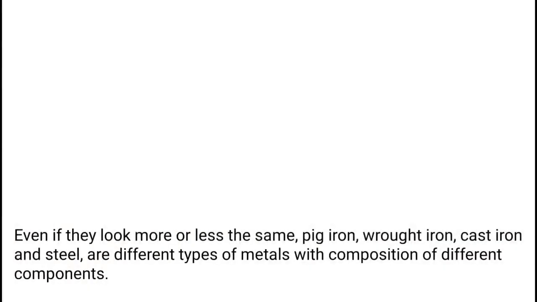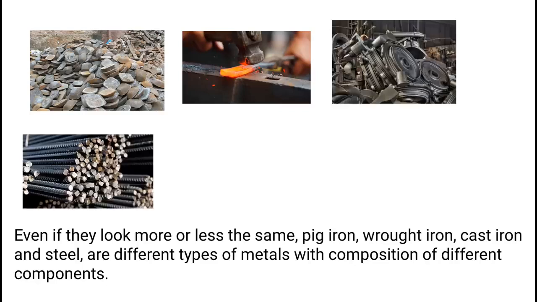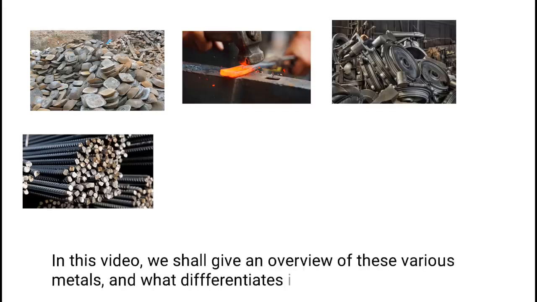Even if they look more or less the same, pig iron, wrought iron, cast iron, and steel are different types of metals with compositions of different components. In this video, we shall give an overview of these various metals and what differentiates them from each other.